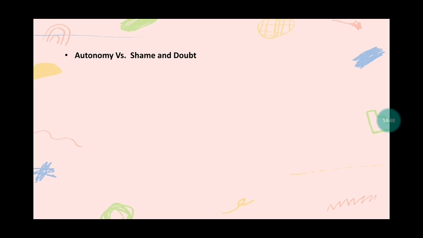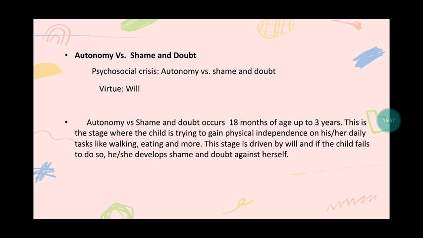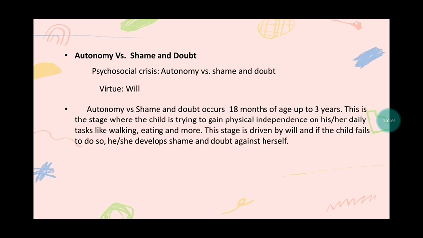Next is the autonomy versus shame and doubt. Psychosocial crisis. Autonomy versus shame and doubt. Virtue, will. Autonomy versus shame and doubt occurs 18 months of age up to 3 years. This is the stage where the child is trying to gain physical independence on his or her daily tasks like walking, eating, and more. This stage is driven by will, and if the child fails to do so, he or she develops shame and doubts against herself.